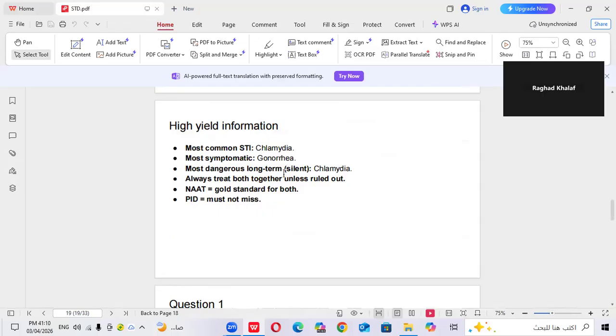Most dangerous long term, which is the silent form, is chlamydia. Always treat both together unless ruled out. And NAT is the gold standard for both. Pelvic inflammatory disease, you must not miss this when you are taking history.